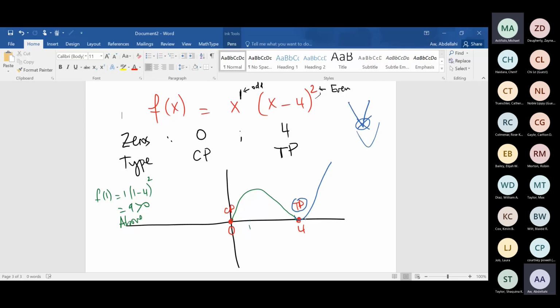Okay, is it a good thing? Because when you test numbers, you can make mistakes, right? Yeah. When you use the turning point stuff, you cannot make mistakes.